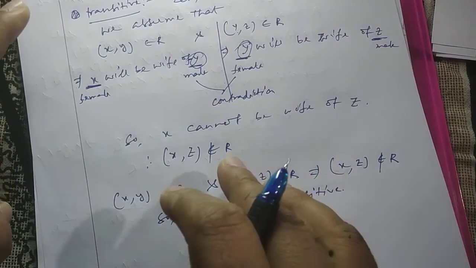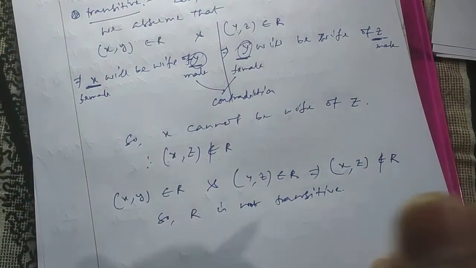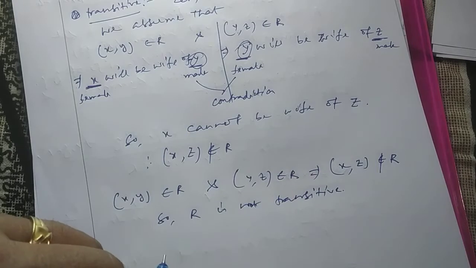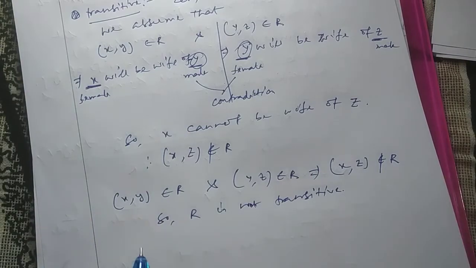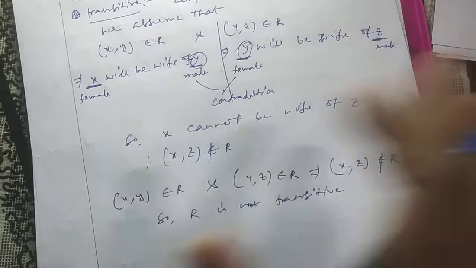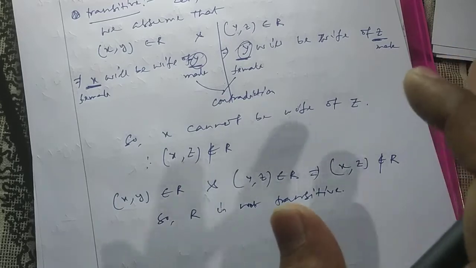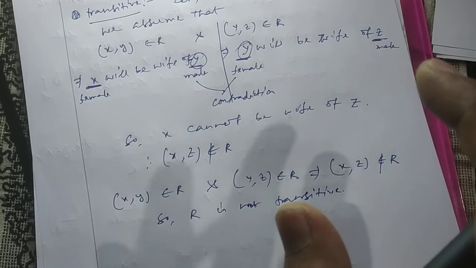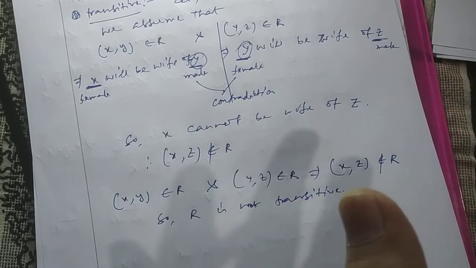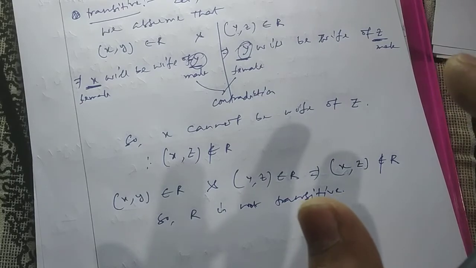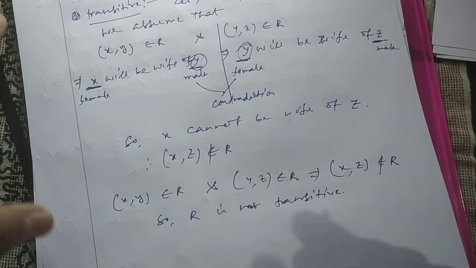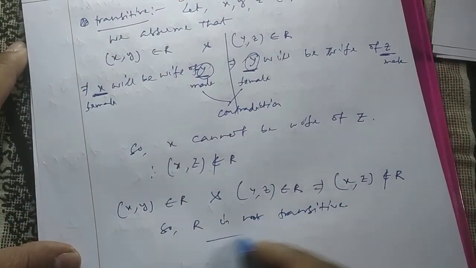So here it is the relation which is neither reflexive nor symmetric and not transitive. So obviously it is not an equivalence relation. But in the exam the question may be given in this way: give an example where R is neither reflexive nor symmetric and not transitive. So it is one of the examples. Please keep in mind. Okay.